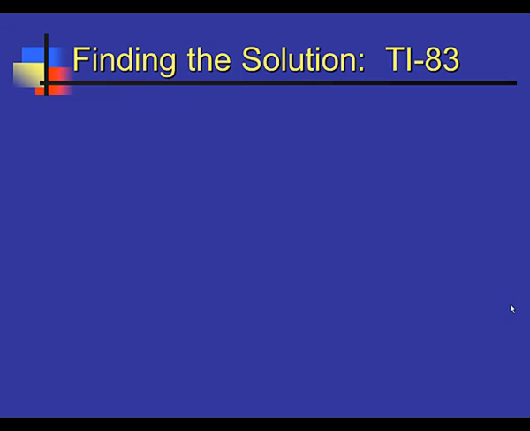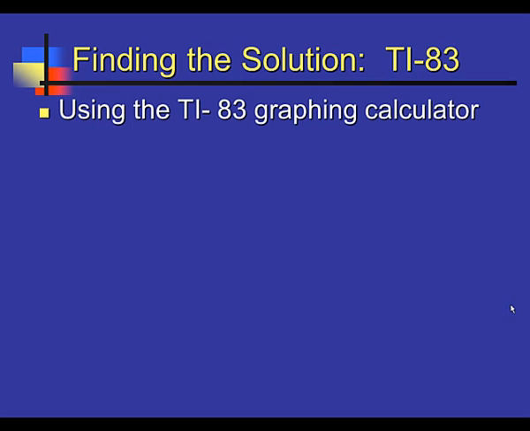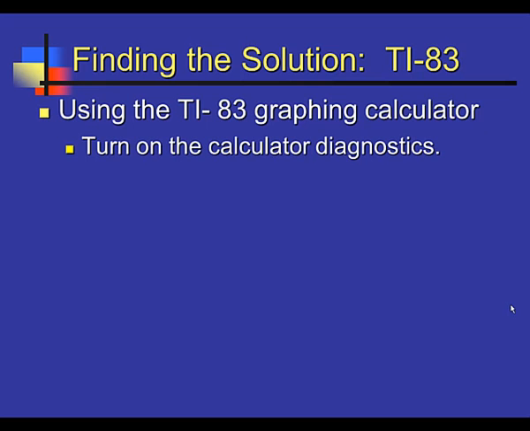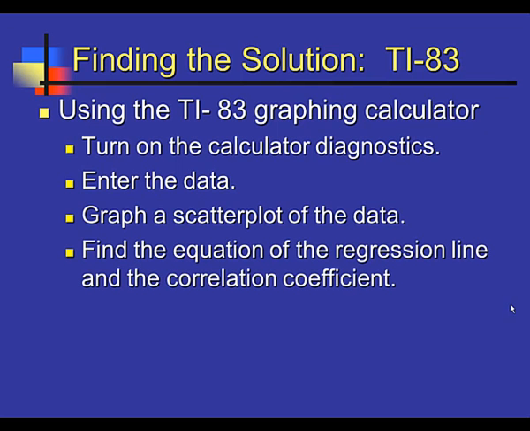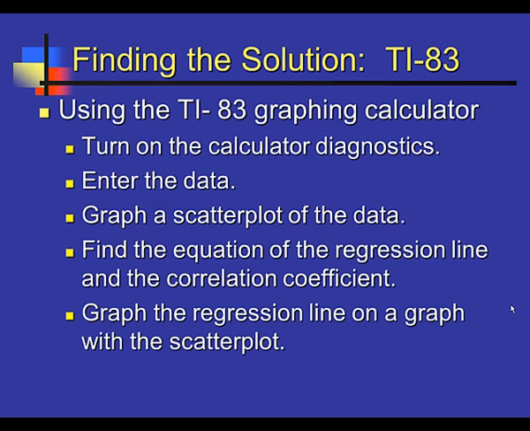The steps listed on this slide are what we will do to visualize the data and to find the regression line using the TI-83. The first step will be to turn on the calculator diagnostics. Then we'll learn how to enter the data, draw a picture of it, call that a scatter plot, find the equation of the regression line and the correlation coefficient, and graph the regression line with the scatter plot.